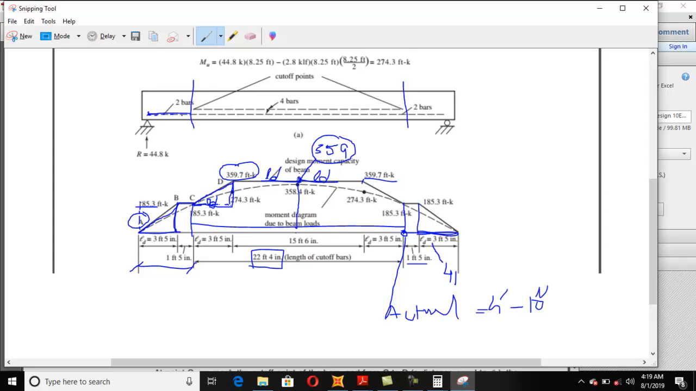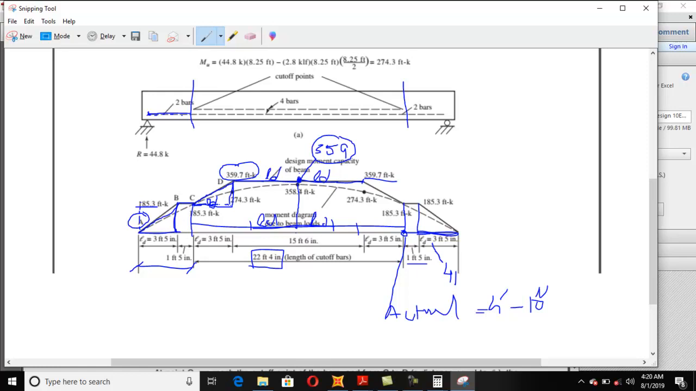If your bar is not embedded equal to LD on both sides of this point, so you should remember that the design moment capacity of your beam will not be equal to 359. Clear? If you want 359 moment capacity, so your length must be embedded from this center point to both sides must be equal to LD.